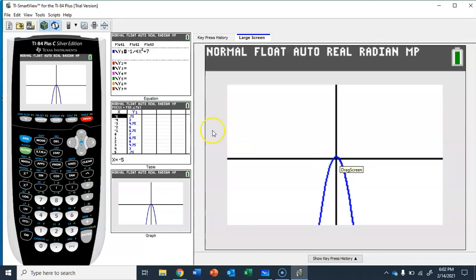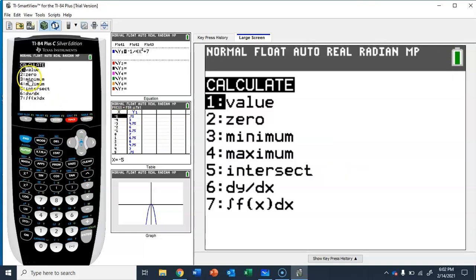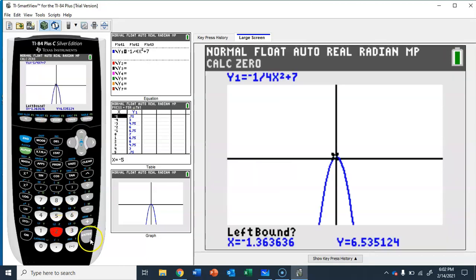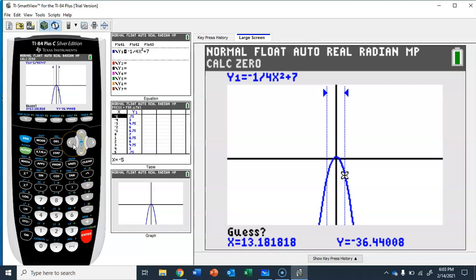All right, so now what we'll do is, again, second trace. Let's find the zeros, option 2. Left bound, so I'm going to come to the left side with my side arrow. That's pretty left. Enter. Go to the right side. Hit enter. And then I'm going to just guess as close to the x-axis as I can get or touch. Hit enter. And so as you can see right there, 5.3 comma 0 is one x-intercept.